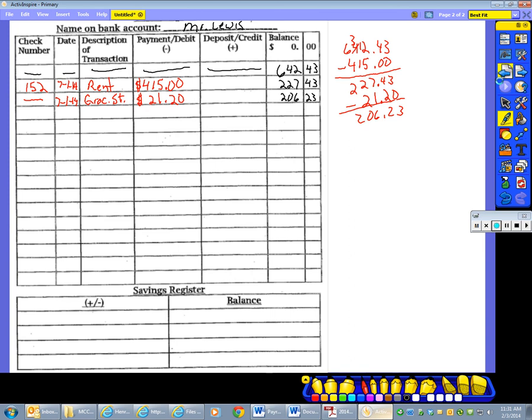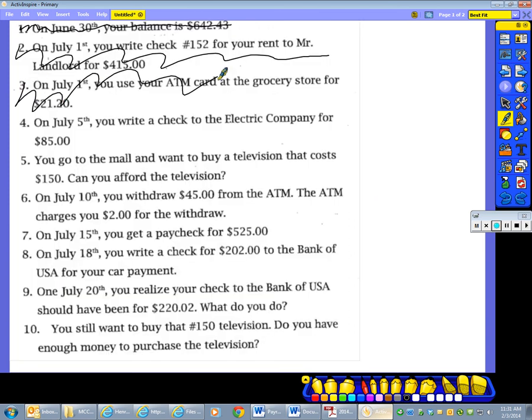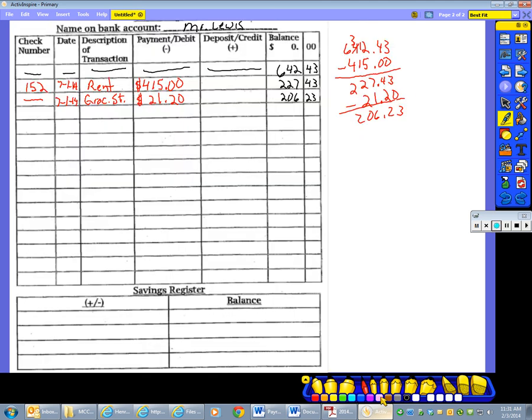Let's go back and see. I've already done this. Then on July 5th, you wrote a check to the electric company for $85. Now, they didn't tell me what my check number is, but you might not know this, check numbers are usually sequential. So if I already wrote check number 152, this next check would be 153.